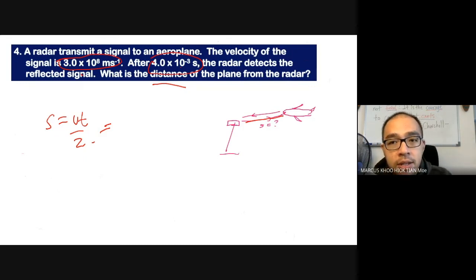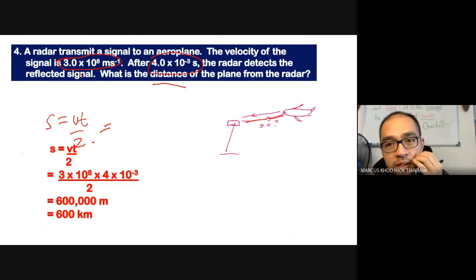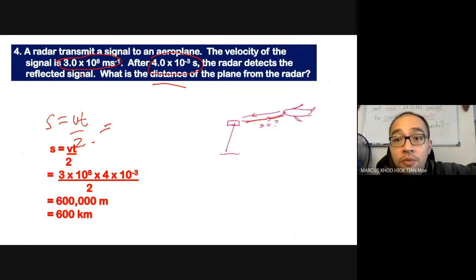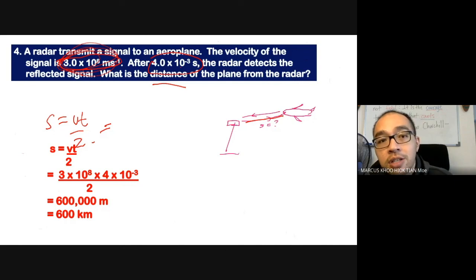All right, 600,000 meters, which is 600 kilometers away. Very far. That's why the velocity of the signal is very, very high, 3 times 10 to the power 8, so that it can go very far. We need it to go very far because as it travels, it's going to lose a lot of energy. So it will be just nice for it to come back and we can detect the timing.